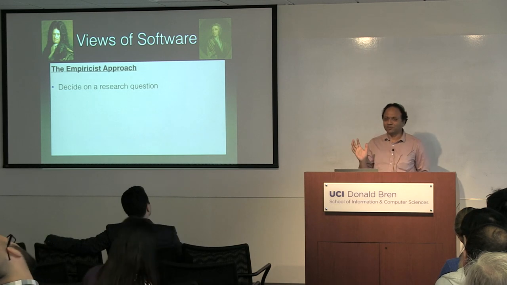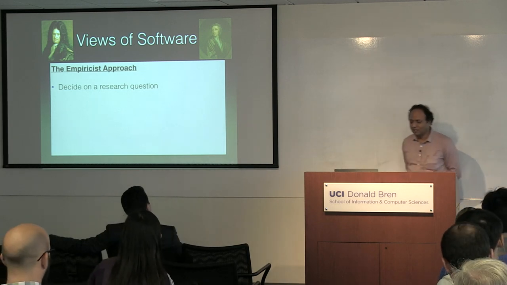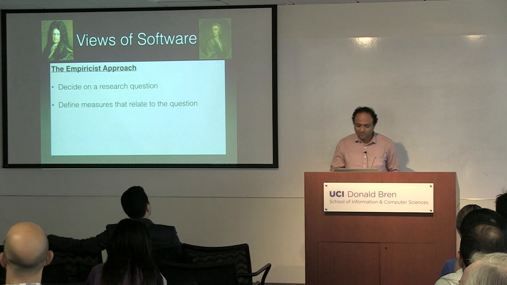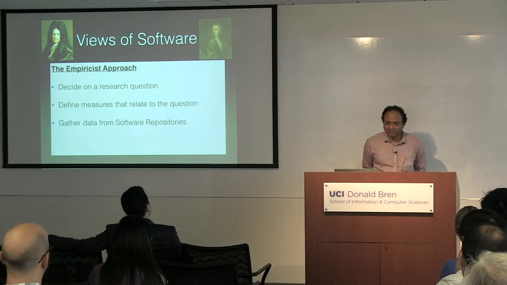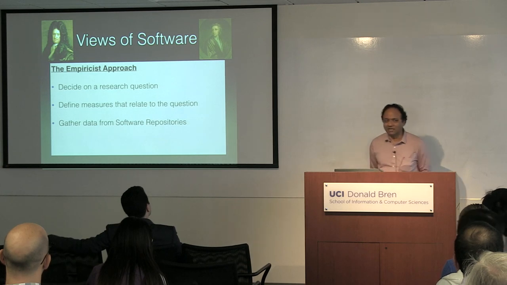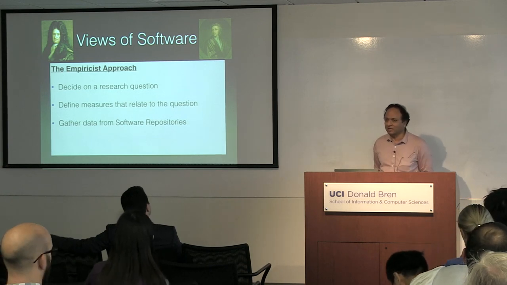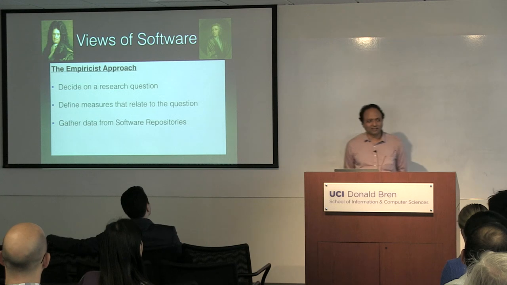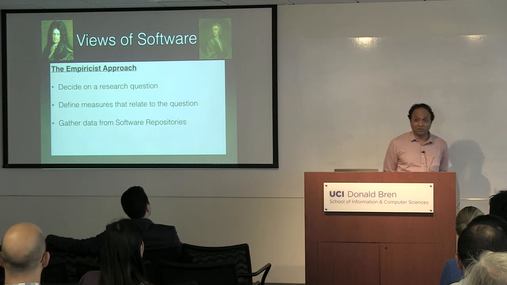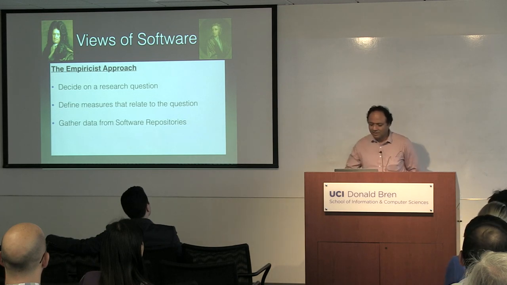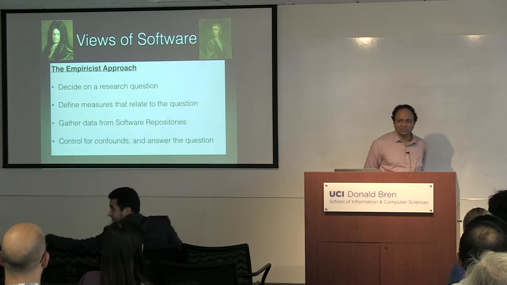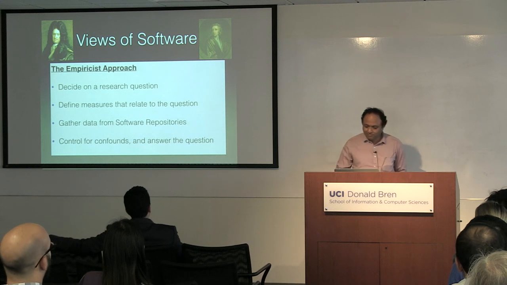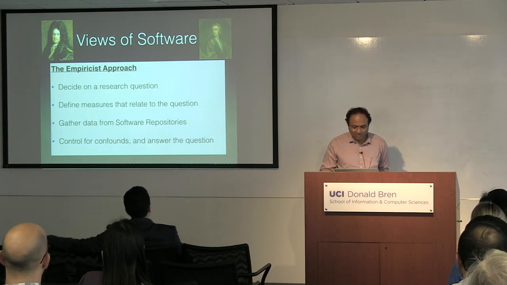There are different empirical approaches, and I'm focusing mainly on the quantitative side of empirical work. So you define some sort of measures that abstract a research question in some measurable way. Then you go off and gather data from software repositories. The possibility of doing this has led to a kind of revolution in this field and accelerated the number of people interested in it, the number of researchers, also the number of research questions. Unfortunately, not the amount of funding, but it's really got a lot of people excited and there's a lot of activity in this area. You control for confounds that might produce whatever it is, the question that you're trying to answer, and then you try to answer your question. So this is most of what I do.